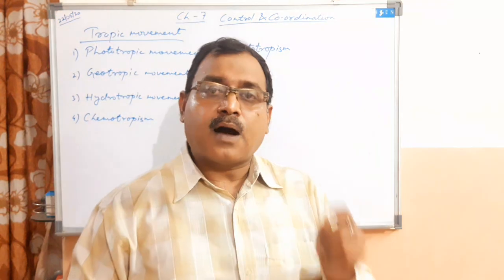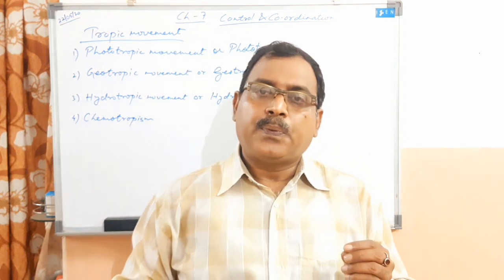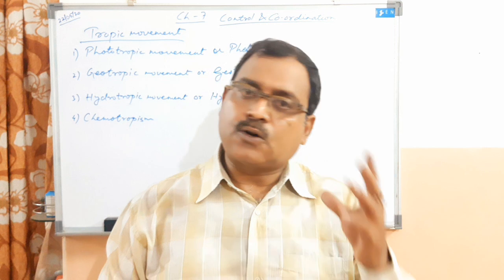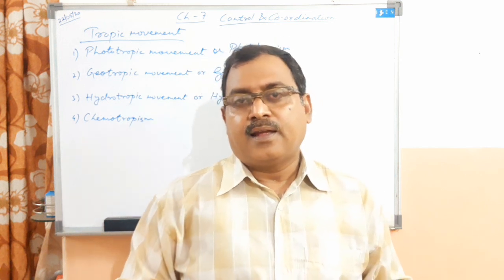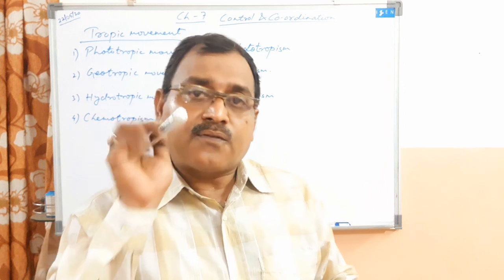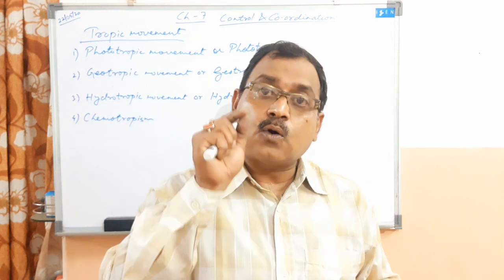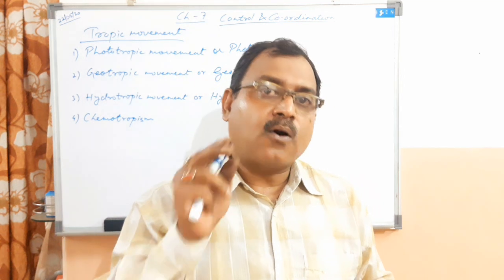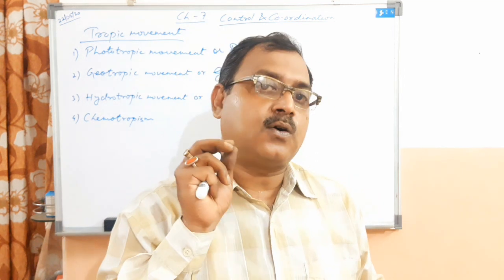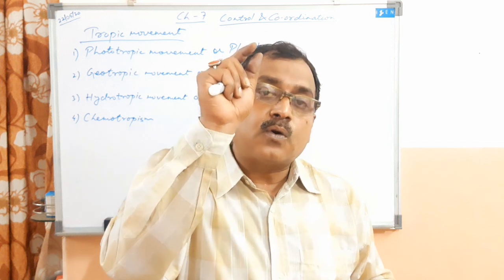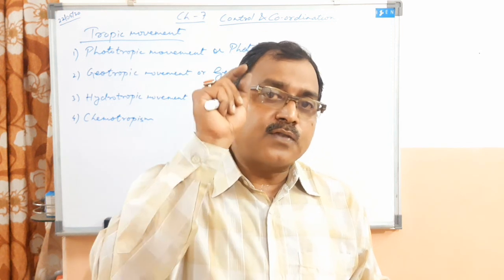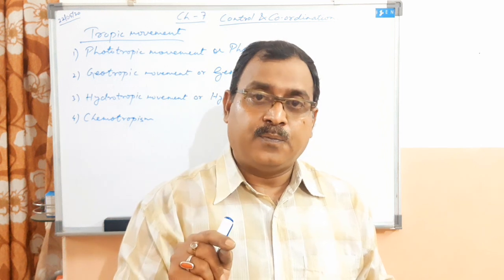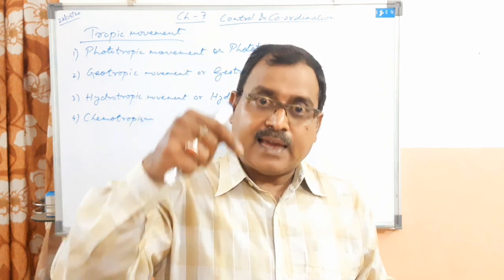The movement of a plant part due to the stimulus of a chemical is called chemotropism. Now, the growth of the pollen tube towards the ovule in a flower is because of some chemicals which are released by the ovule so that the pollen tube grows towards it. So the movement of the pollen tube towards the ovule through the style of a flower is called chemotropic movement.